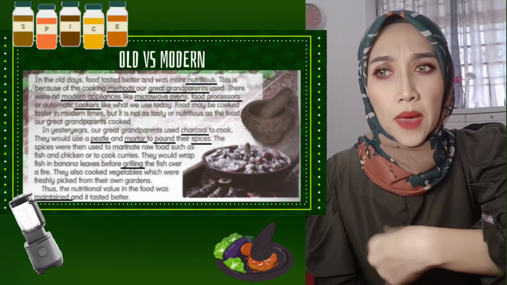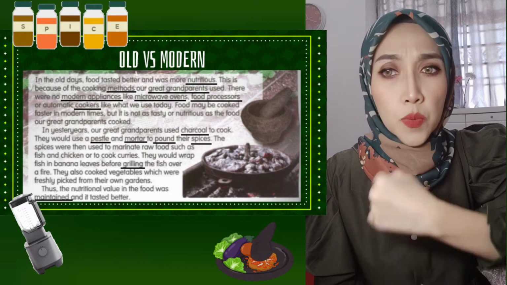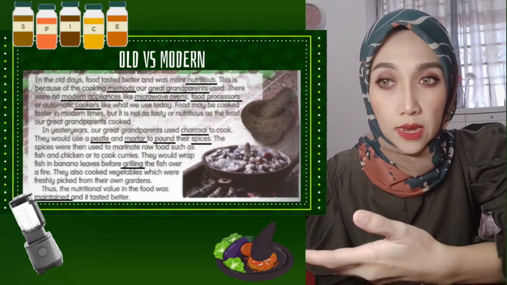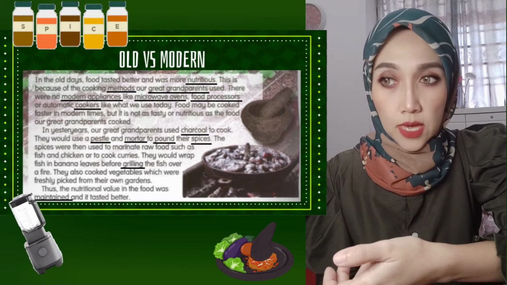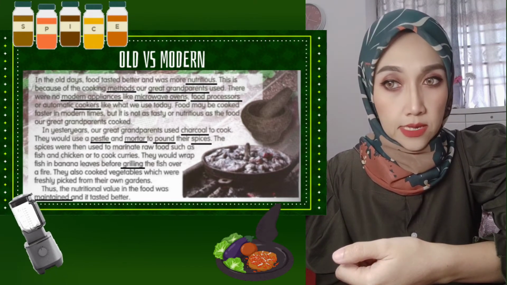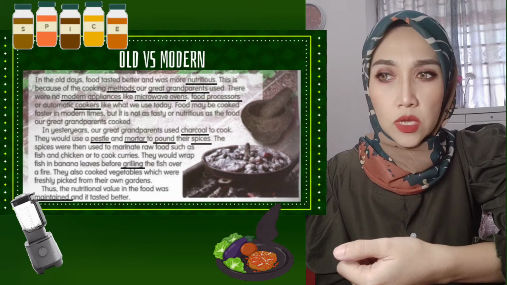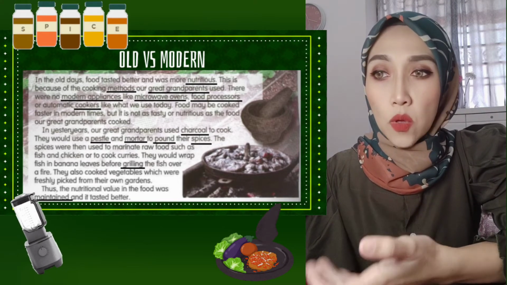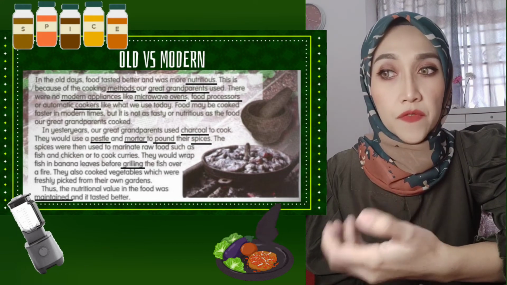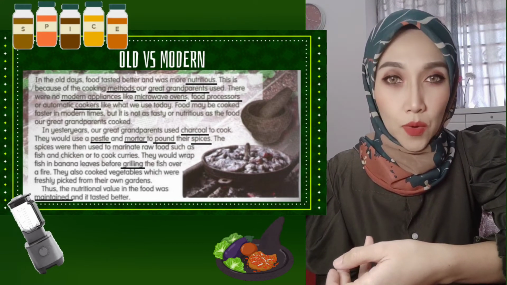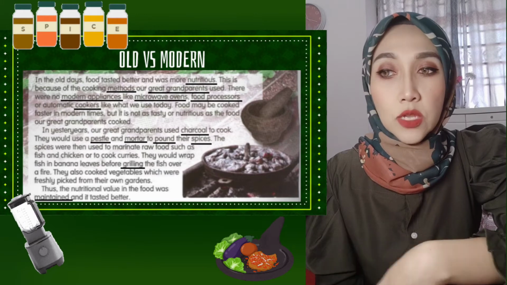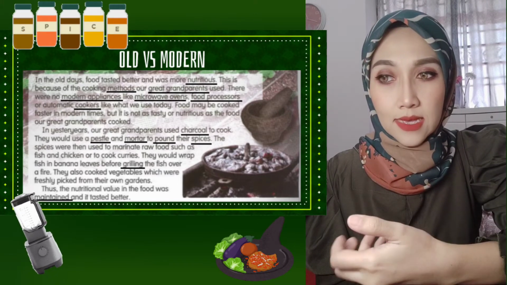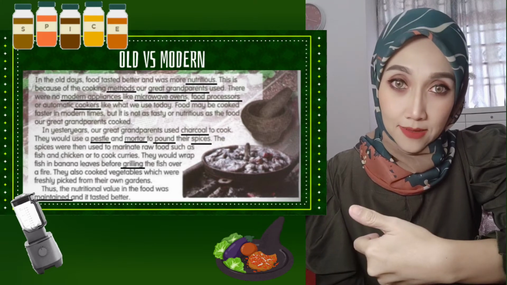They would use a pestle and mortar to pound their spices. The spices were then used to marinate raw foods such as fish and chicken or to cook curries. They would wrap fish in banana leaves before grilling the fish over a fire. They also cooked vegetables which were freshly picked from their own gardens. Thus, the nutritional value in the food was maintained and it tasted better.